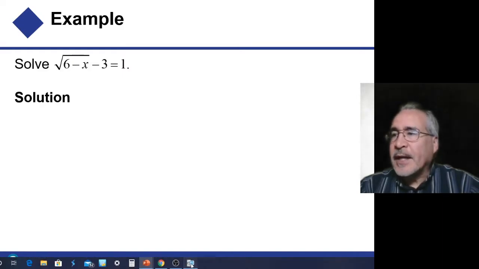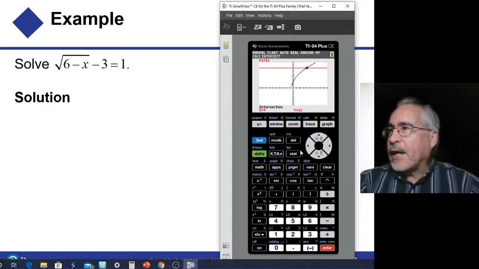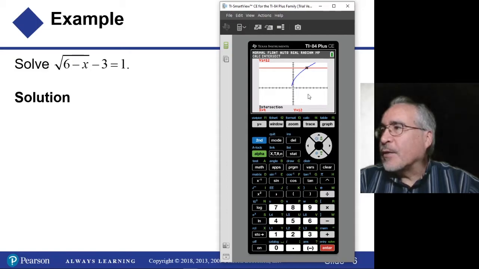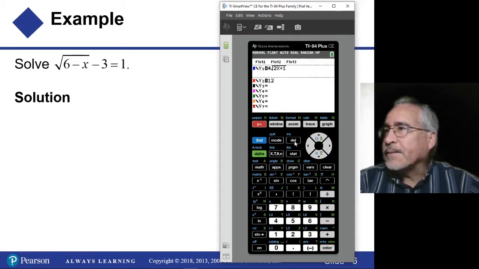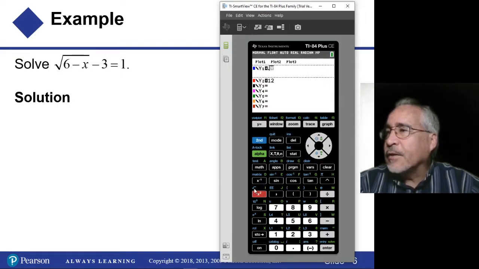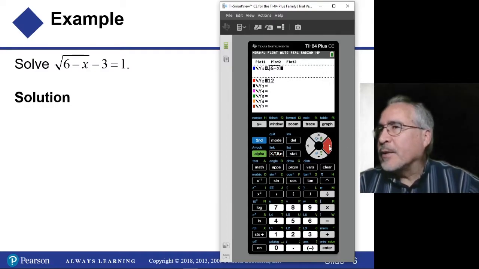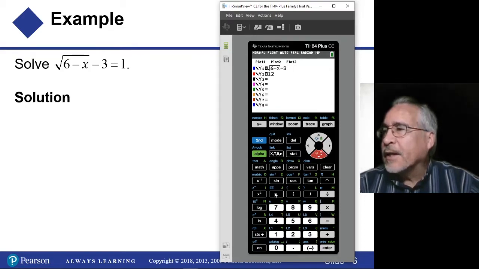Let me just remind you, if you don't have a graphing calculator, you could fast forward through this section. So whatever works best for you. I'm going to clear that, and I'm going to go second, square root. Notice the square root is above the x squared. I put in my 6, subtract x, and then I arrow out, so I get out of that square root, and I subtract 3. Okay, that's that one.